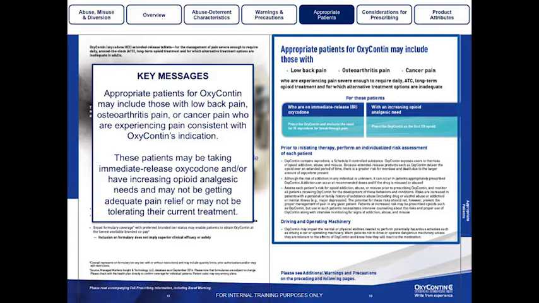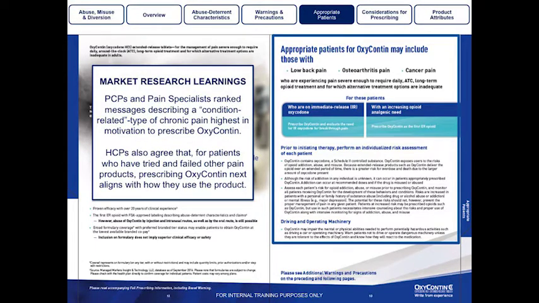Remember to communicate the risk information in this spread to have a balanced presentation of messages and risk information during your sales call. Market research shows that PCPs and pain specialists ranked messages describing a condition-related type of chronic pain, for example, low back pain, osteoarthritis pain, and cancer pain, highest in motivation to prescribe OxyContin.